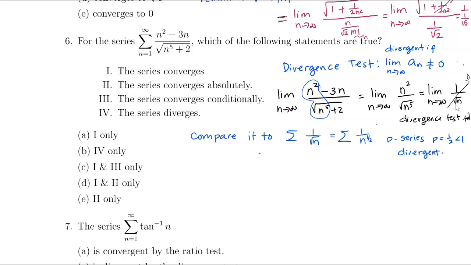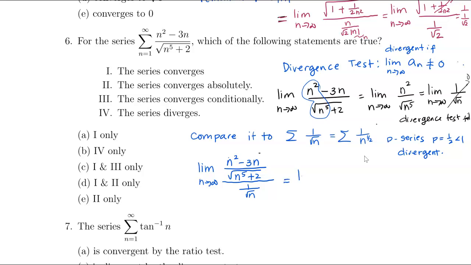Okay, so now we're comparing this to a p-series. So what you can do, instead of using a direct comparison test, we will use a limit comparison test. So we take the limit as n approaches infinity of the known series, which is n squared minus 3n all over the square root of n to the 5th plus 2, and then you divide that by 1 over the square root of n.